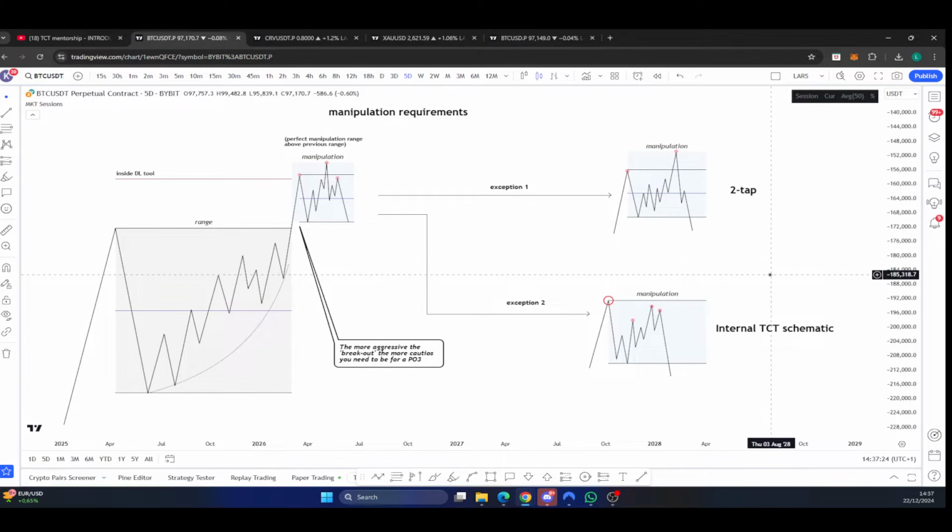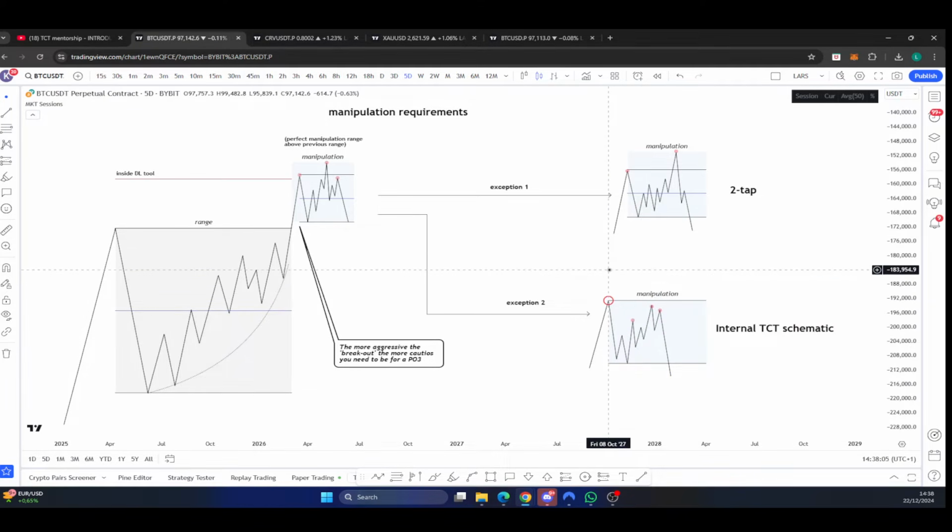Now, the other exception is that price sometimes likes to put in an internal TCT schematic. Now, what is an internal TCT schematic? It's simply that you create the range inside of the manipulation phase, but instead of distributing, taking your main range high, you have your own distribution model in the upper section of the range, but you never take that high. Okay? This also happens more often than not, so I had to mention it, and you guys need to be aware of it. And again, the entry in here is simply on the internal distribution model.